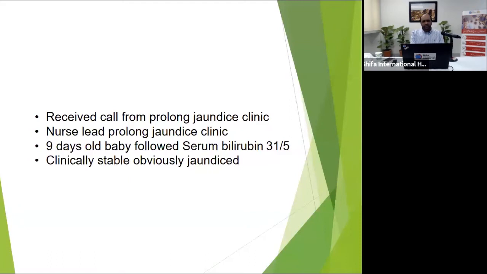So let me share with you an example of the discussion that I had. In some part of the world, there are prolonged jaundice clinics. Those jaundice clinics are sometimes led by the midwives and the nurses. And I received a call while being on call, about a 9 days old baby, and she said, oh, baby is clinically very well, doctor. And I was covering the bleep for pediatric hepatology. And she said that bilirubin in milligram is 31, and it was 570 micromole. And so mainly it is unconjugated.